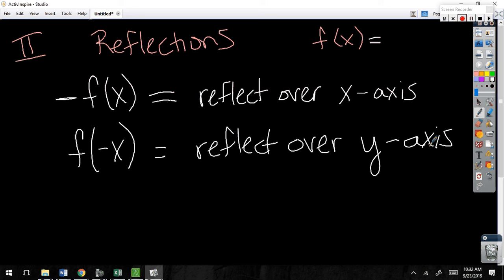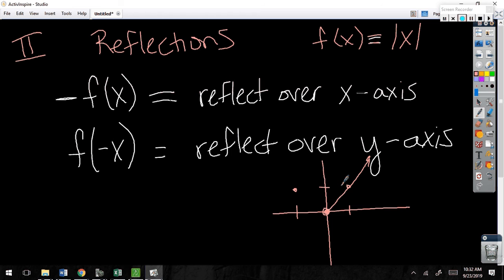Okay? All right. So, again, let's use our same absolute value of x. If f of x is the absolute value of x, and you can do this algebraically, you can plug them in and look, and you can see what's happening. Let's say I asked you to graph negative f of x, okay?